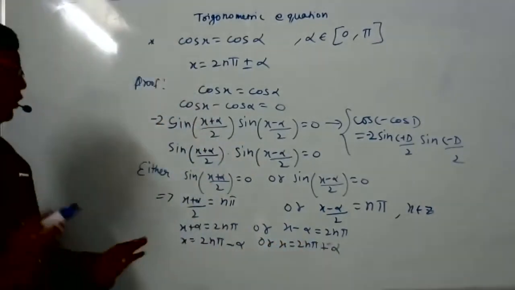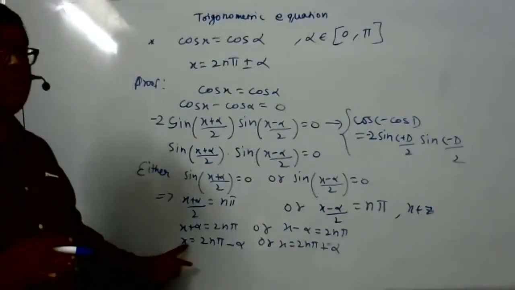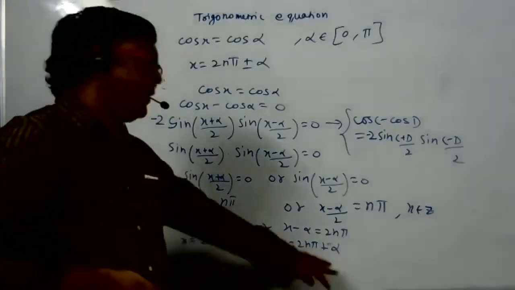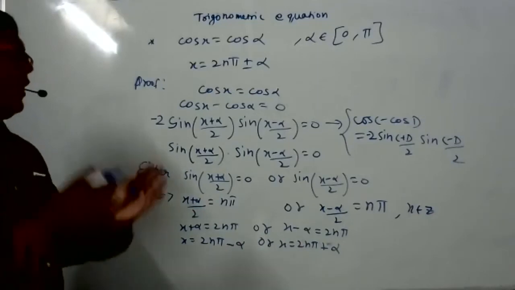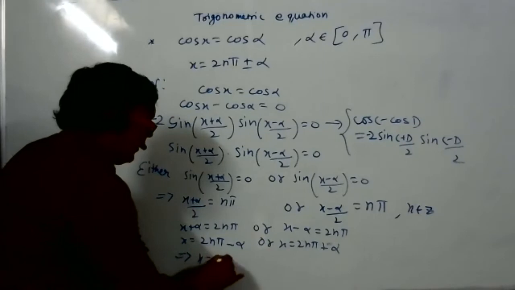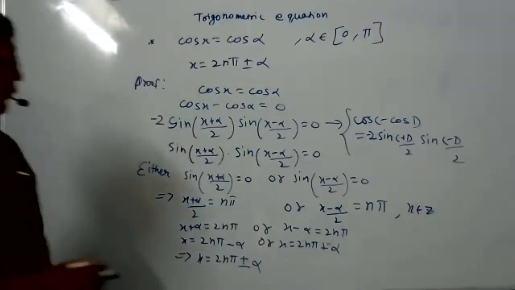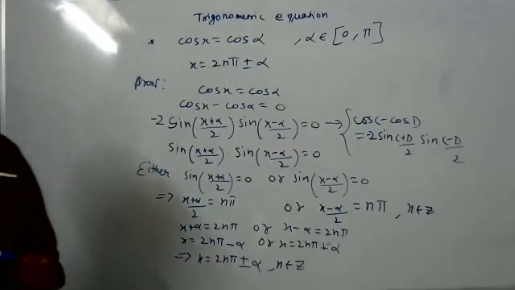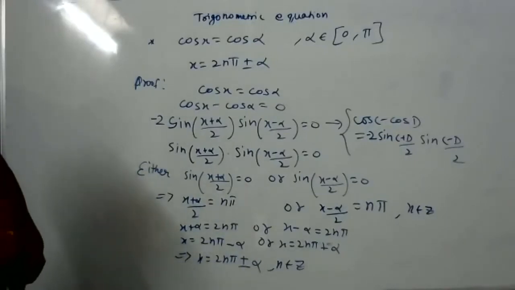Student, now stop writing and see here. What we got: x is 2n pi minus alpha, and also x is 2n pi plus alpha. We have to combine them. So how to write together? X is equal to 2n pi plus minus alpha, n belongs to integers. This is the final answer. Easy proof. If anybody has even a small doubt, ask me. Don't hesitate.